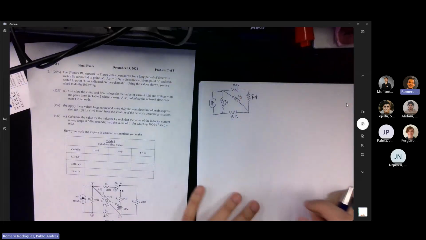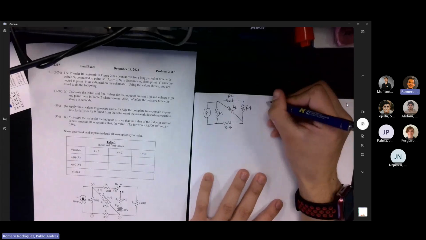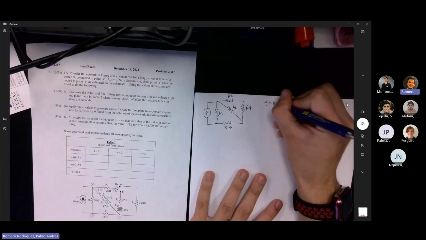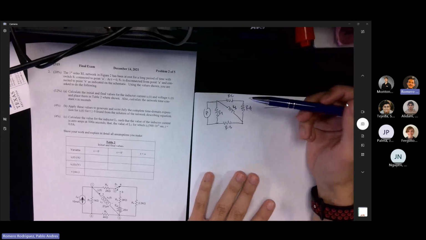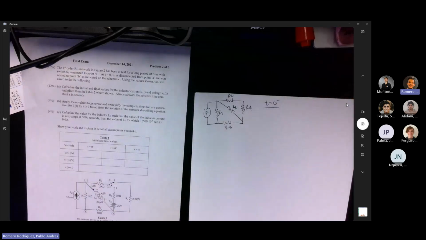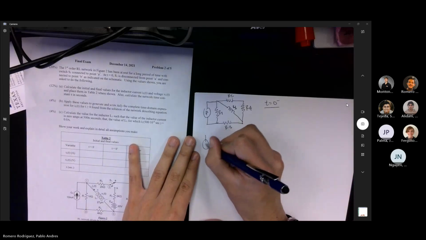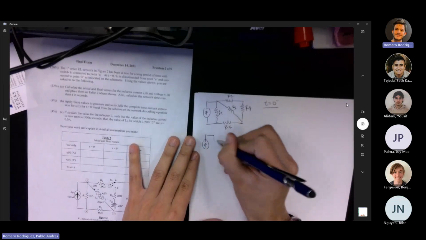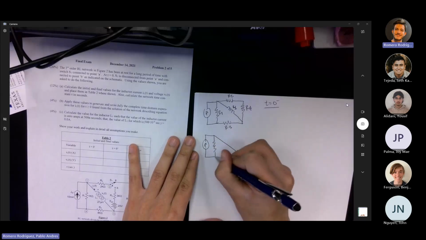Looks like a 4, but that's an L1. Okay. So in the first case, you have t equals 0 minus. That means your network has been sitting there for a good minute, right? How do you model inductors after they've been sitting there for a minute? It's just a piece of wire. So it's just going to be a straight-up wire through there. So you're going to have that to the resistor. That's just a wire now.